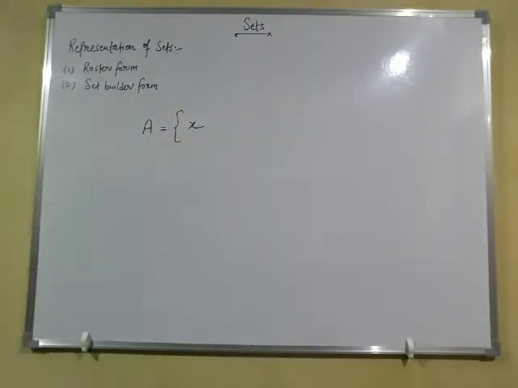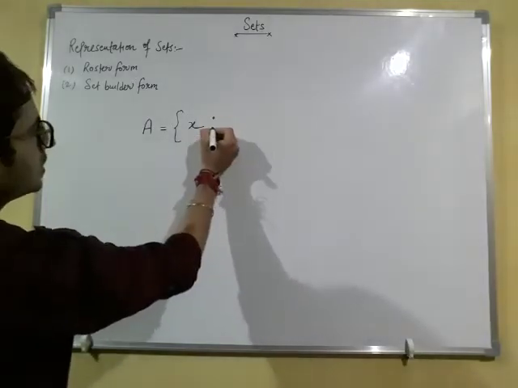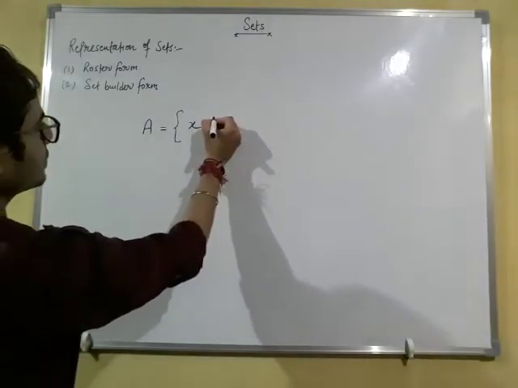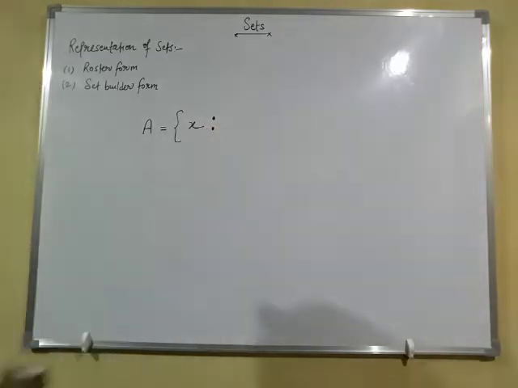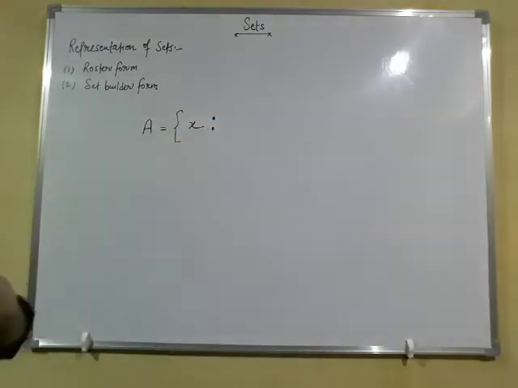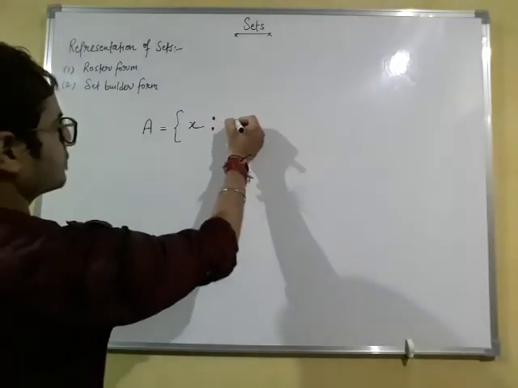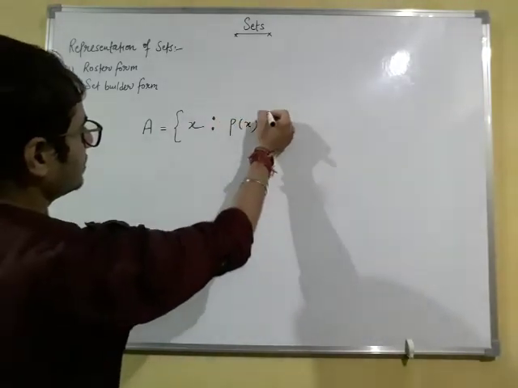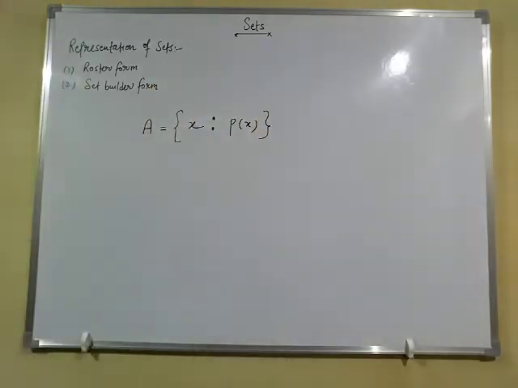Then after x we write a colon. Colon means two dots like this. I think it is visible to you. X, and then we write colon, and after colon we write the definition of x, that is known as P(x), and then we close the braces. This is the typical representation of set builder form.